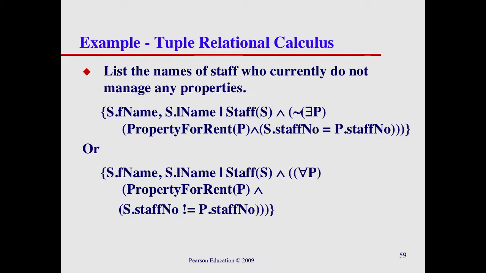Okay, so here's one. We're listing the names of staff who currently do not manage any properties. So this, again, would be done with a semi-join of some kind. It looks like a semi-join. So we're looking for any staff member such that there does not exist a property that is managed by that staff member. So there does not exist. Or comparably, I could have said, and for all properties, the staff number for that property is not equal to our staff number. Either way works.